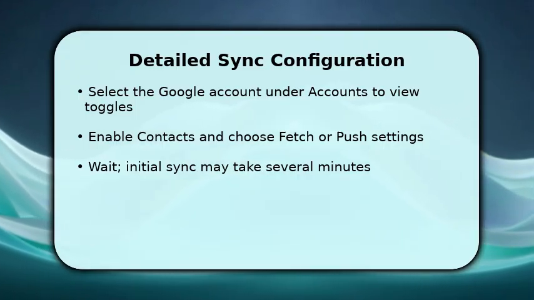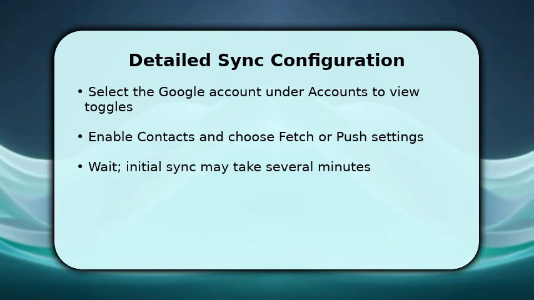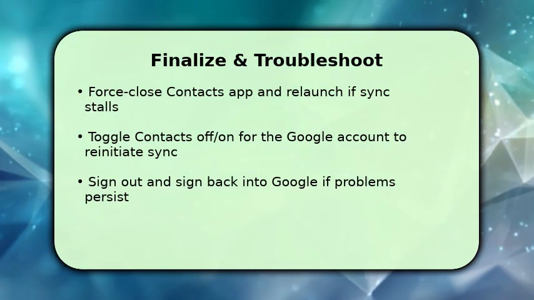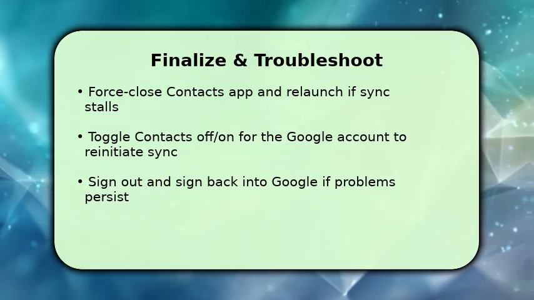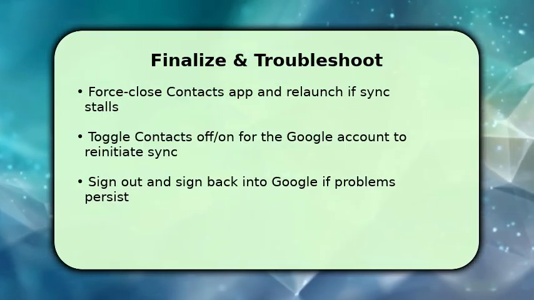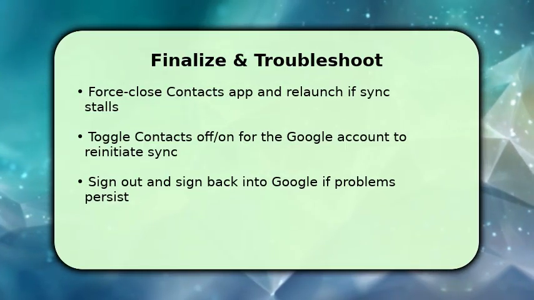Finish by confirming completion and knowing one key recovery move. Once contacts appear, scroll to verify groups and entries, then open Phone or Contacts and test a search. If items are missing, force close Contacts and reopen. This refresh often forces a sync.